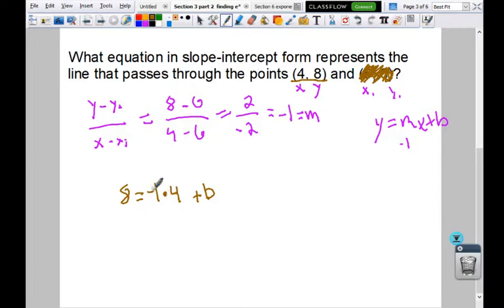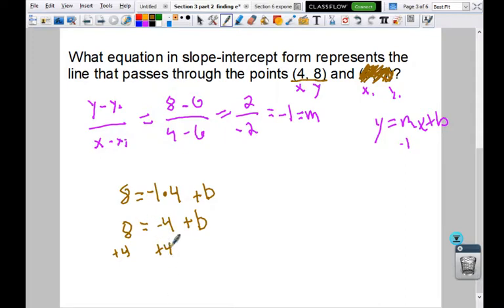Susie, what do we do next? Before we do that, let's actually multiply negative 1 and 4 together. Yep, we get negative 4. Multiply it together, I get negative 4. I got this 8 here. I still have a plus b. Kyle, what am I doing next? Plus 4 on 8. Yep. Because the opposite of minus 4 is plus 4, so we're going to add it on both sides.